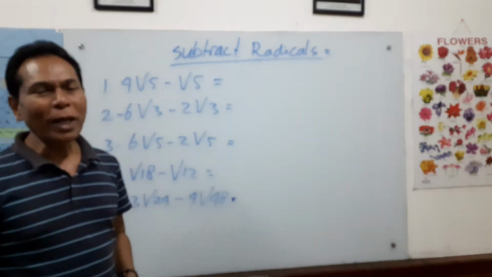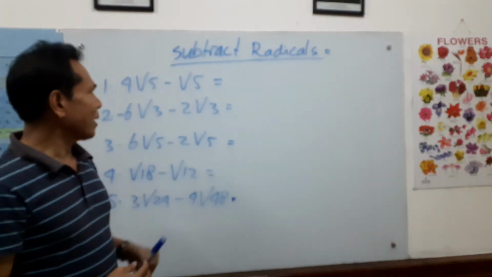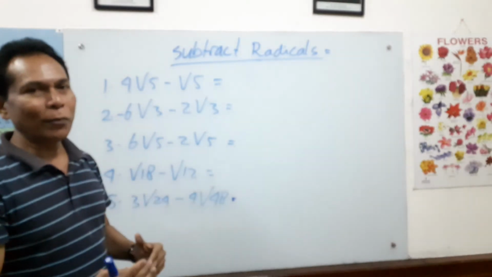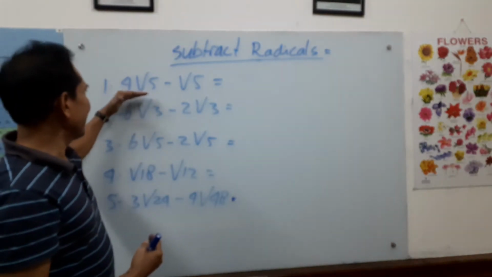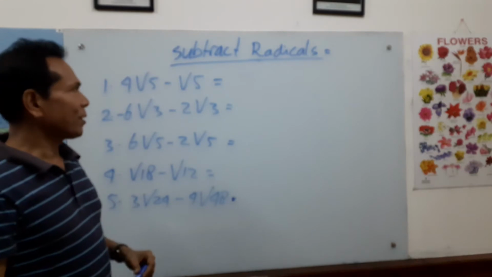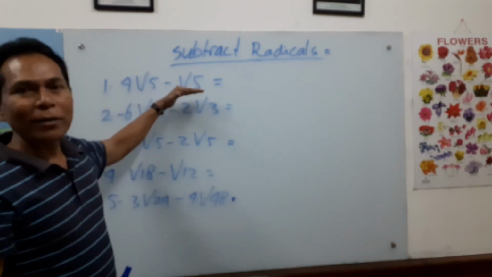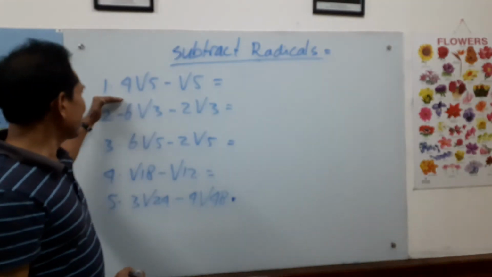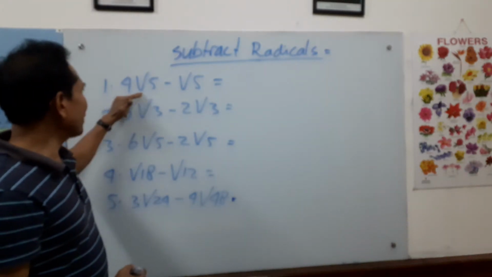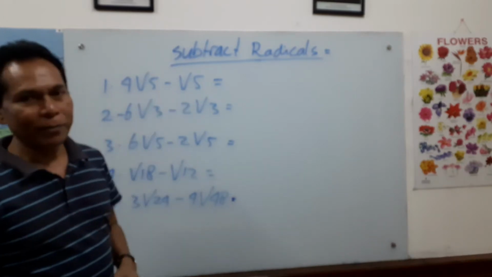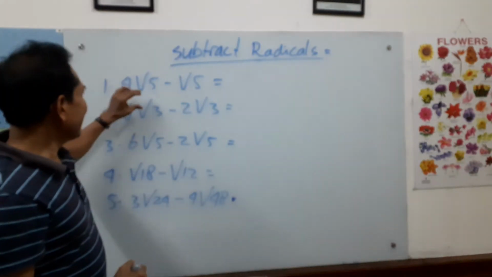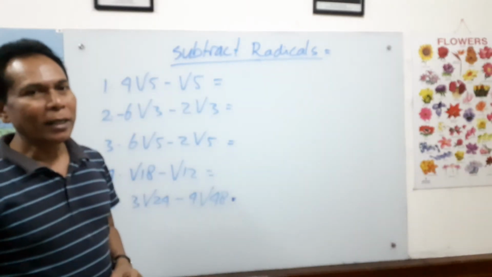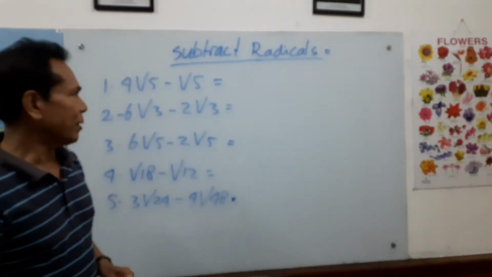This is similar to addition of radicals. When the radicals are the same, we can add them right away. Same as that, for the subtraction of radicals, when the radicals are the same, we can subtract them right away. So look at the first question. We have 4 square root 5 minus square root 5, okay? Now, the radicals are the same. We have square root 5 here, we have square root 5 here. So we can subtract them right away, okay?